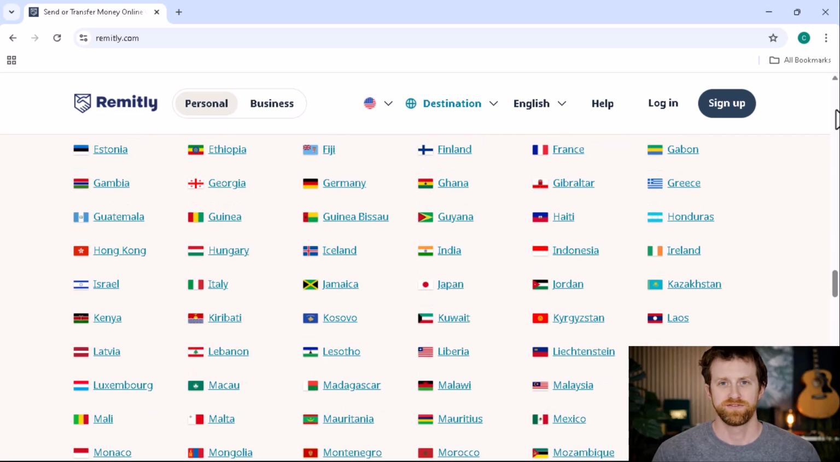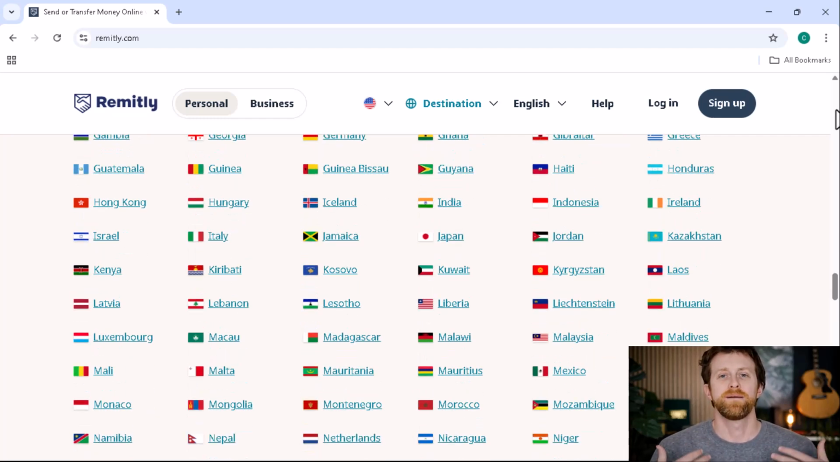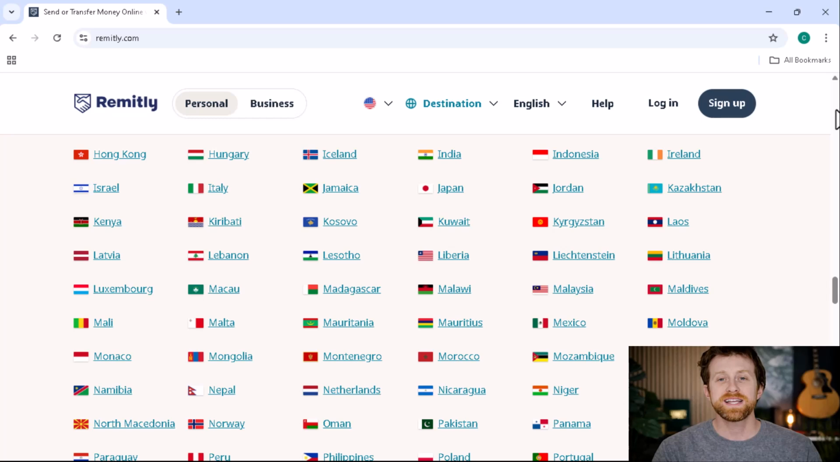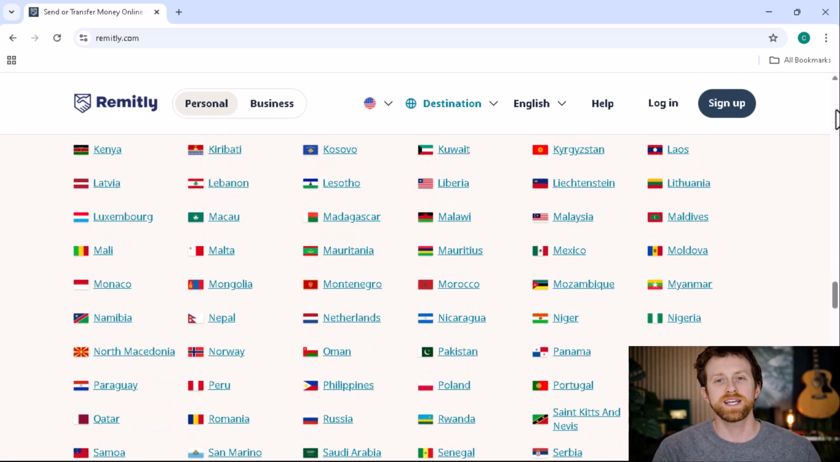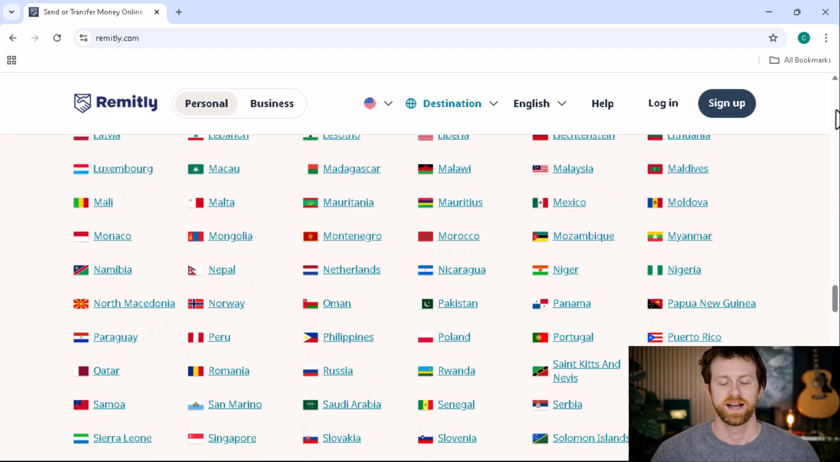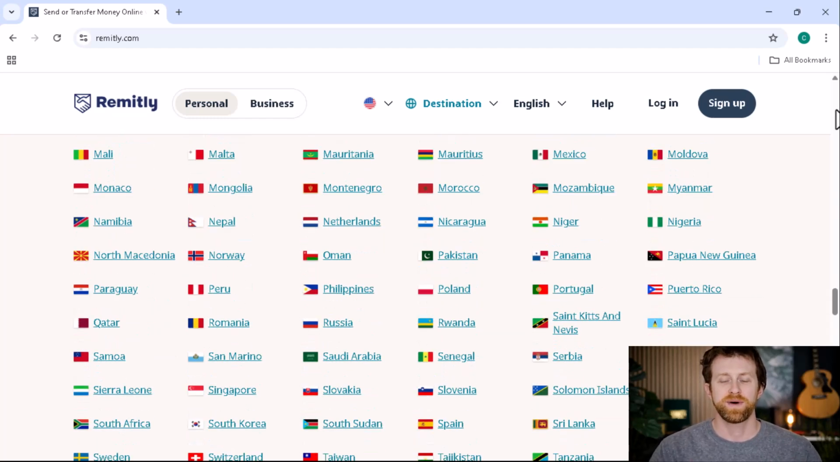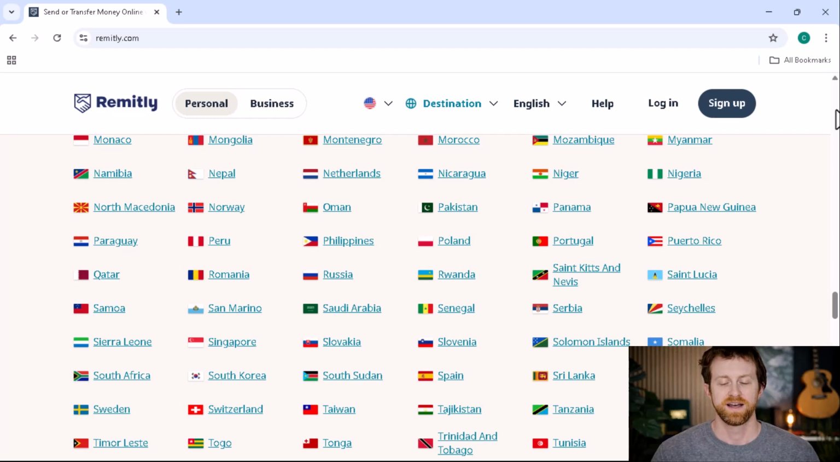Because pricing varies dynamically based on the exact corridor, current market conditions, and active promotions, it is always recommended to check the live calculator on Remitly's app or website right before sending to see the exact breakdown of the fee and the final exchange rate your recipient will get.